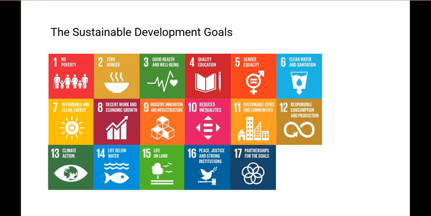The 12th goal is responsible consumption and production. According to the UN, material footprint per capita in high income countries is 60% higher than in upper middle income countries and is more than 13 times that of lower income countries.